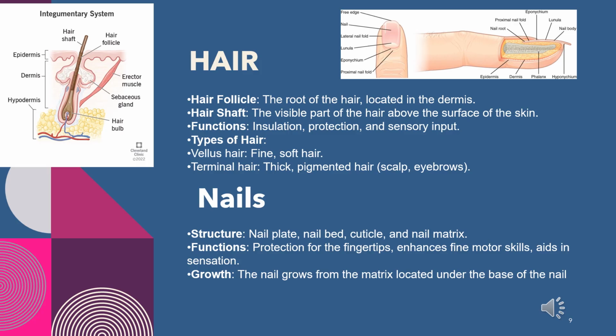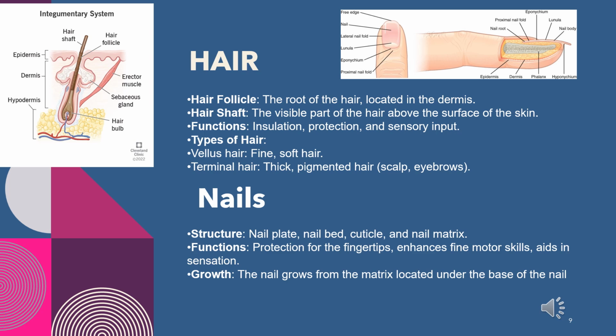Hair and nail also come under the integumentary system. Hair's biological term is tricho, nail's biological term is lunula. Hair comprises hair follicle and hair shaft. The hair follicle is the root of the hair that is located in the dermis layer, that is the middle layer, and the hair shaft is the visible part of the hair above the surface of the skin.